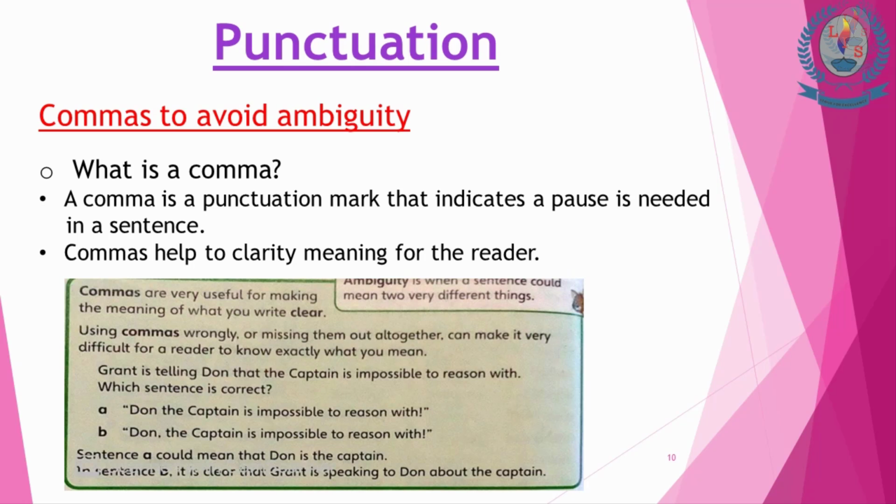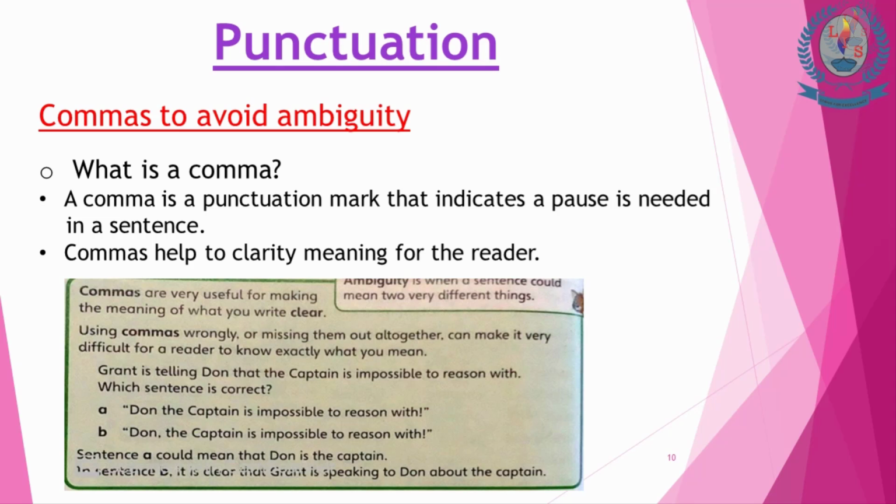Look at this sentence. Grant is telling Dunn that the captain is impossible to reason with. Which sentence is correct? A. Dunn the captain is impossible to reason with. B. Dunn, the captain is impossible to reason with. Here look at these 2 sentences carefully. Which sentence gives the meaning of the first sentence? Part A or Part B?